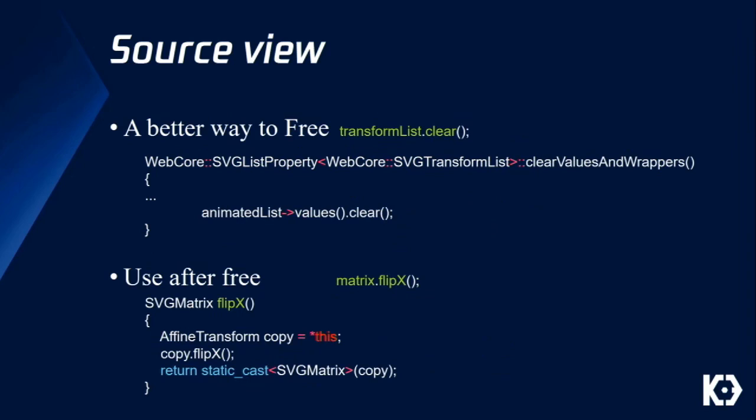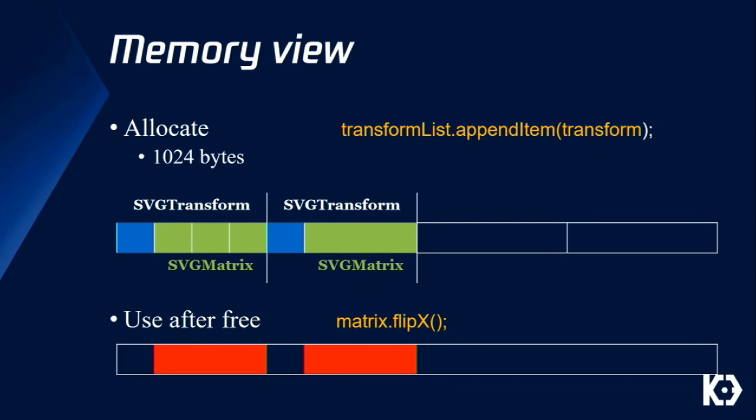So in our exploit, we use the function clear instead of the function initialize. So we can put the structure we want right in the place the old buffer occupied before. After that, we can access the new structures by accessing the matrix element. From the view of memory, SVG matrix is part of SVG transform. So after the buffer is freed, we can directly read and write the freed memory by getting or setting the property of matrix.